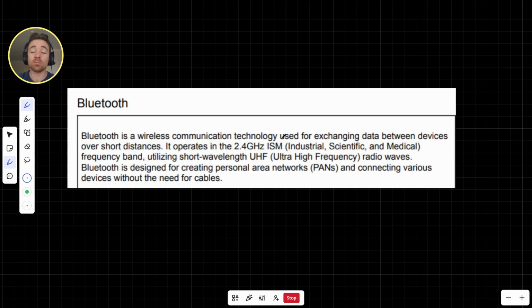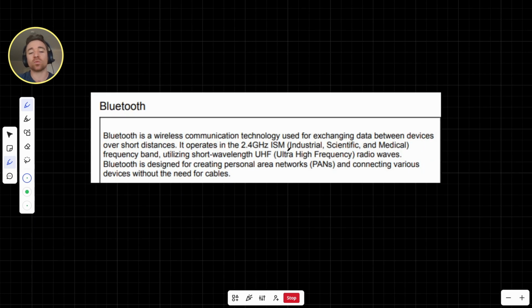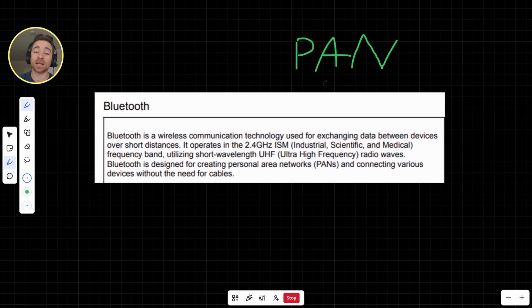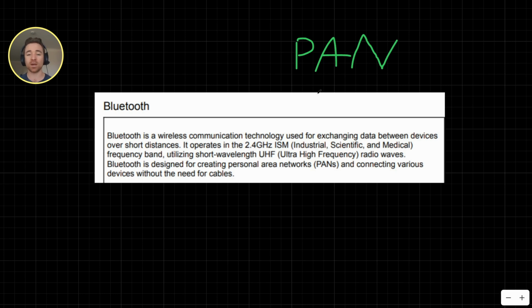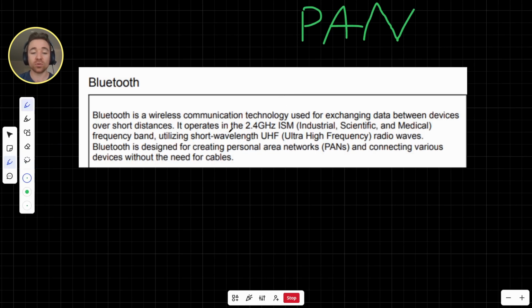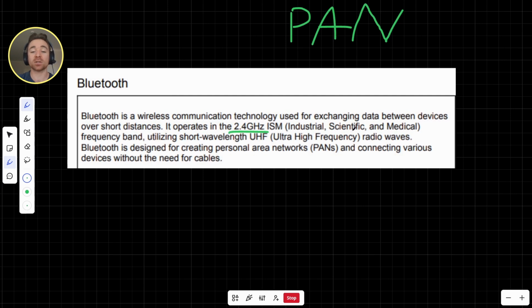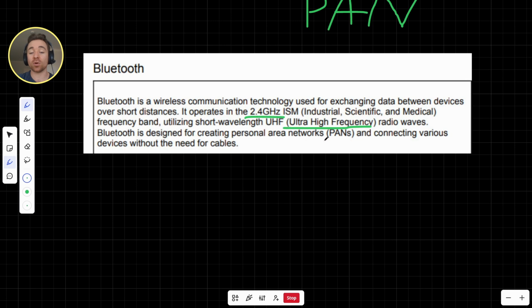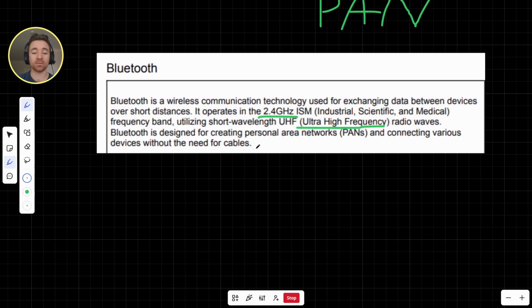Now, Bluetooth is the next topic that we're diving into. We have talked about Bluetooth already. We know that it creates a personal area network. We connect our wireless headphones and keyboards, anything wireless that we connect to our phone or our laptop, through Bluetooth. Bluetooth uses the 2.4 gigahertz frequency, but it uses the industrial, scientific, and medical frequency band. So it's a very specific one, and it utilizes short wavelength UHF, or ultra high frequency radio waves. Bluetooth is designed for creating personal area networks and connecting various devices without the need for cables.